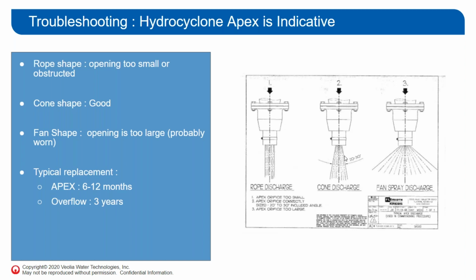It's unlikely that someone put in something that's that much smaller, but conversely, if someone has paid too little attention to the hydrocyclone and let it wear out, or installed one that's too large, it will put too little back pressure and more sludge will recycle through your system.